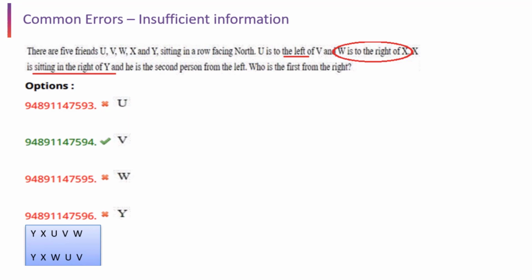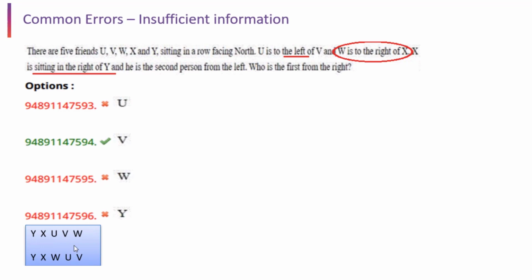This was not reckoned for the merit ranking because of this issue. This is something I've been stressing a lot. Wherever we have seating arrangements, we cannot give statements like W is to the right of X. Now, if you see here, we have two possible arrangements. This is a question based on seating arrangement in a straight line, the very basic question of seating arrangement.